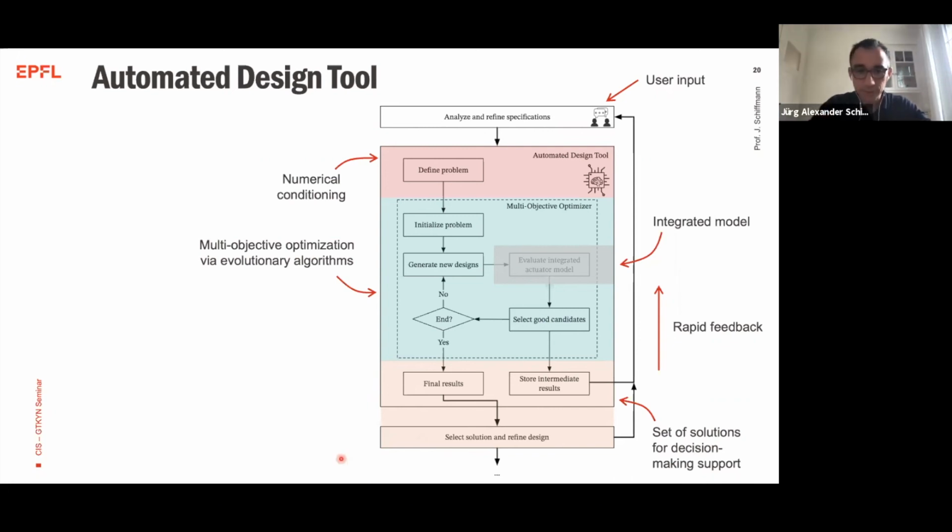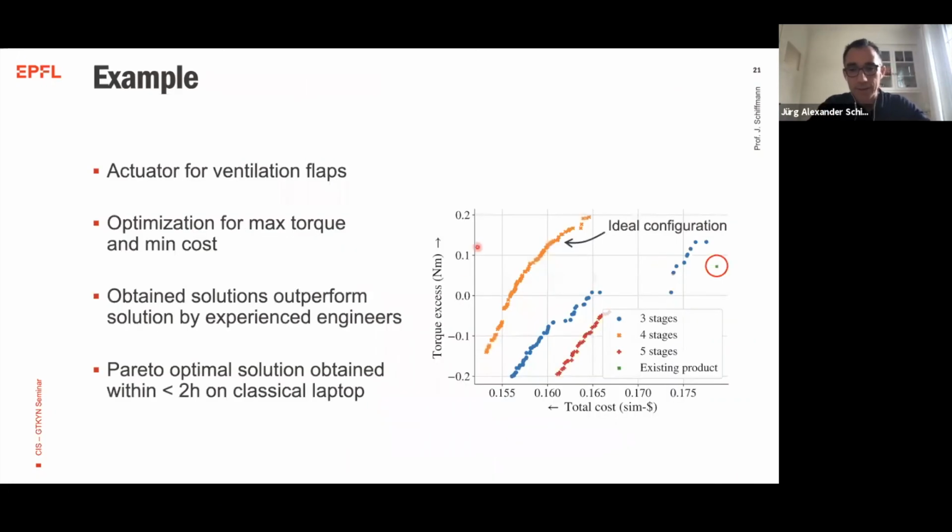Okay. Now let me show you an example. The example that you see here is an actuator that has been optimized for ventilation flaps in cars. What we optimized was maximizing the torque, here measured as a torque excess. A zero torque excess means that we meet the customer specifications, and we wanted to minimize cost.